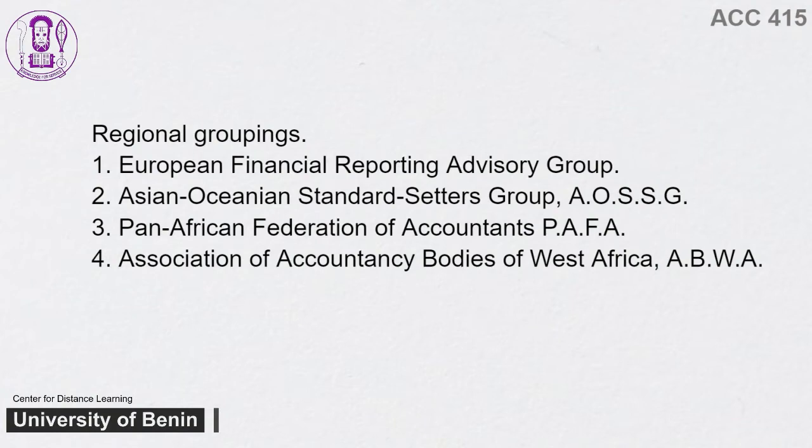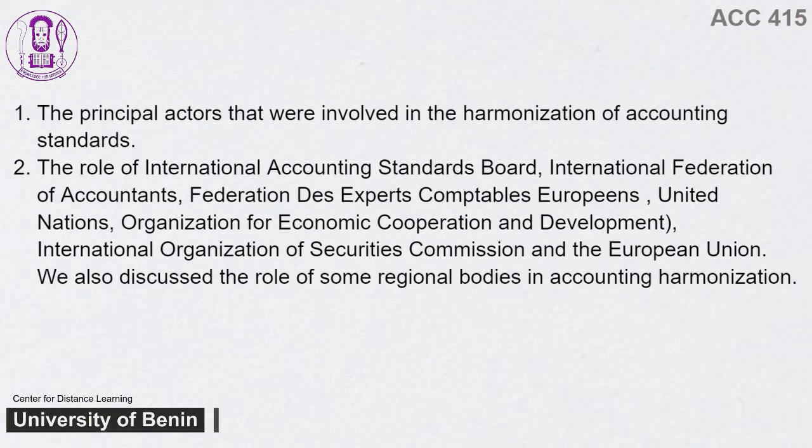Summary of Study Session 5. In this study session, please note the following. 1. The principal actors that were involved in the harmonization of accounting standards. 2. The role of International Accounting Standards Board, International Federation of Accountants, Fédération des Experts Comptables Européens, United Nations, Organization for Economic Cooperation and Development, International Organization of Securities Commissions, and the European Union. We also discussed the role of some regional bodies in accounting harmonization.